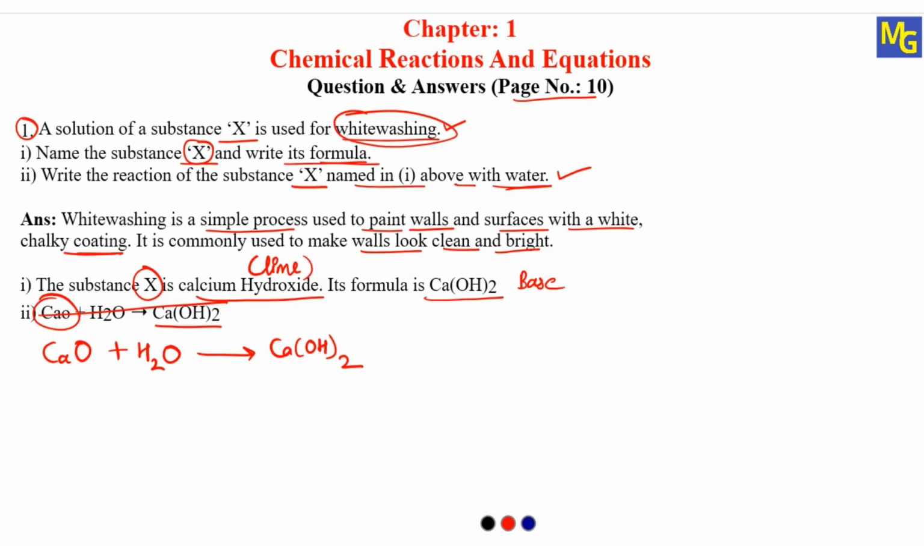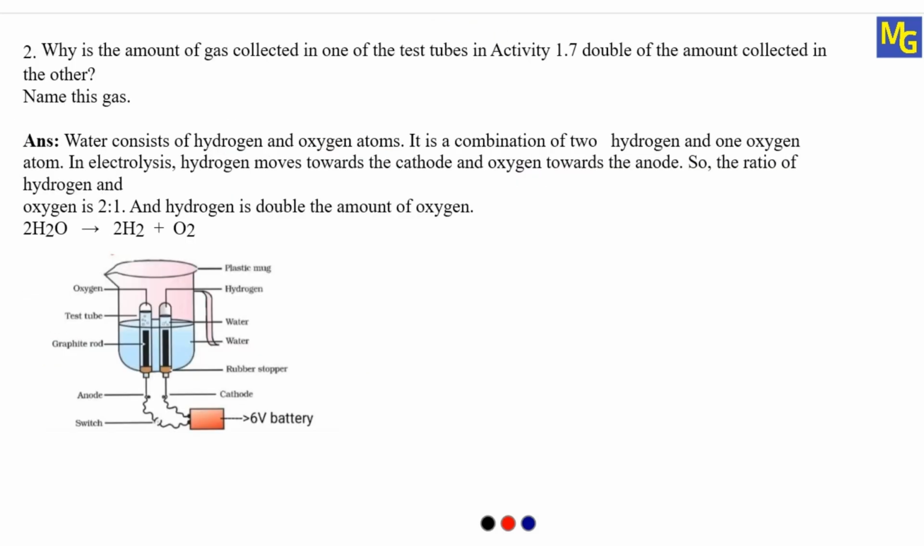Now I'll move on to question number 2. Question number 2 is, why is the amount of gas collected in one of the test tubes in activity 1.7 double the amount collected in the other, and name this gas. So first we have to answer why the amount of gas collected in one test tube is double that of the other test tube. And once we tell the reason, we have to name the gas also, which is collected double.